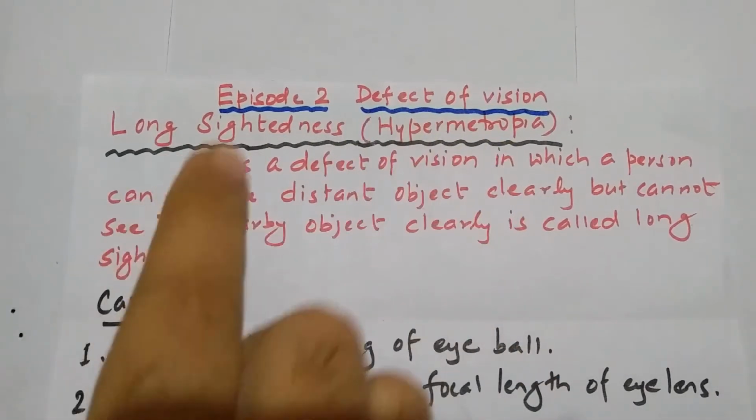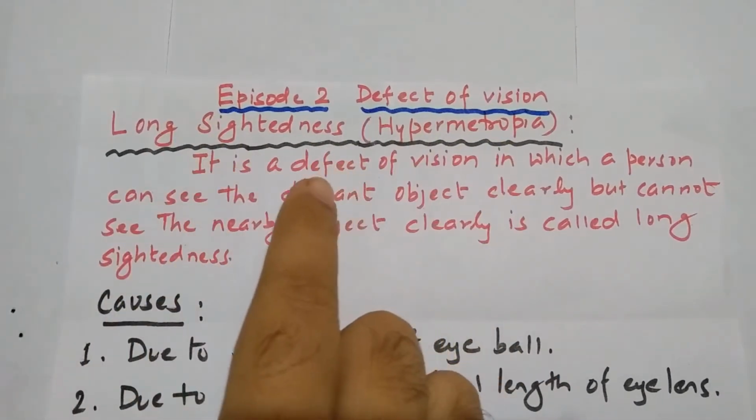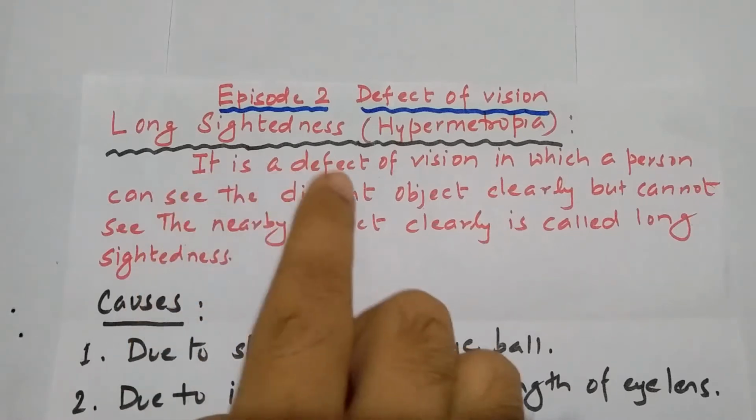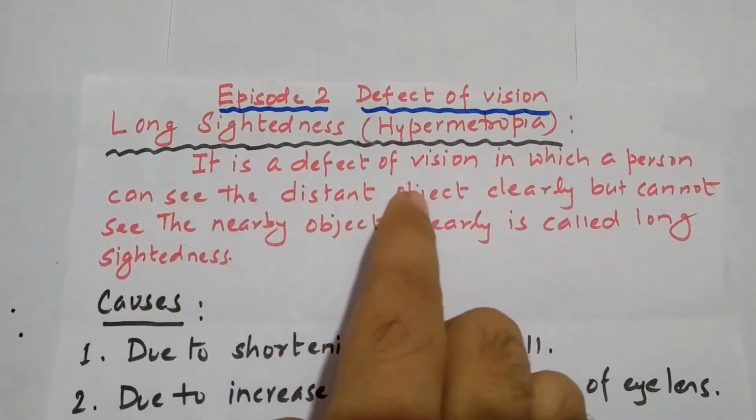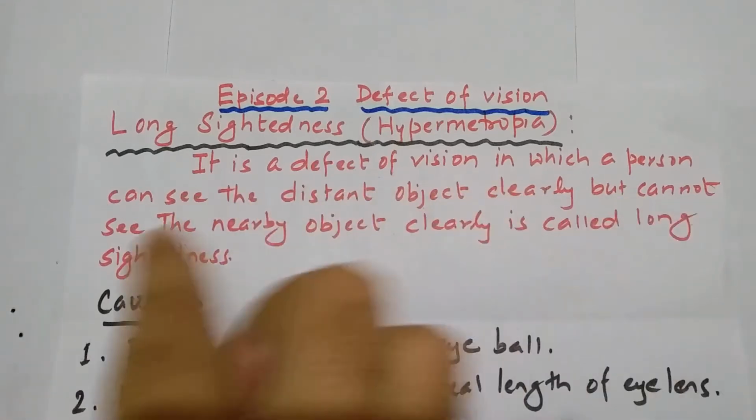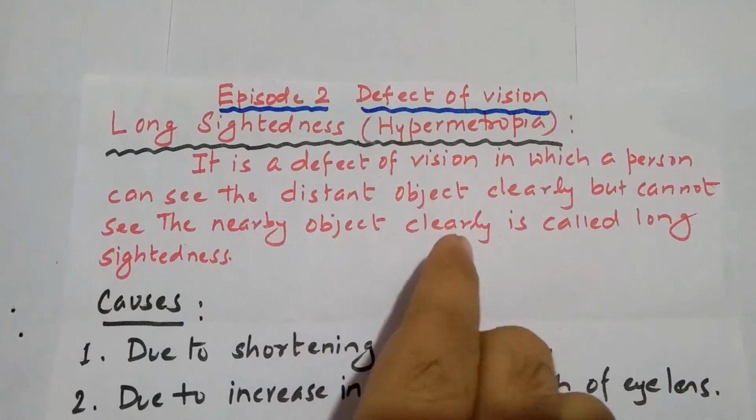Today we will discuss longsightedness. So what is longsightedness? It is a defect of vision in which a person can see the distant object clearly but cannot see the nearby object clearly.